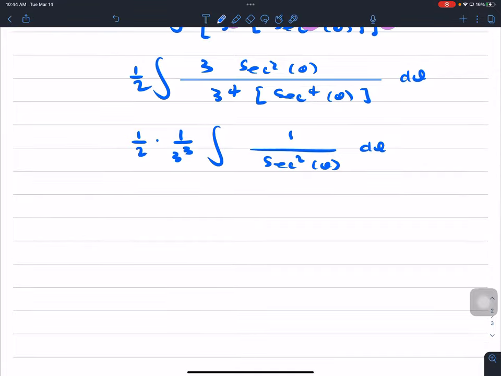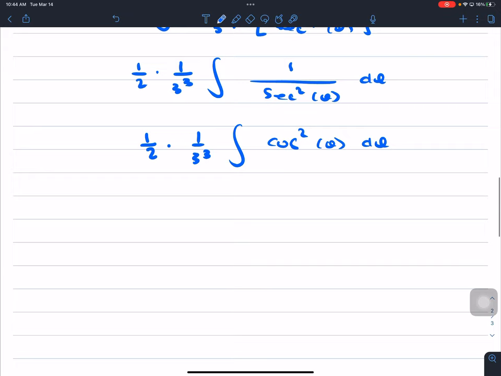Okay, double check. And then what's the reciprocal of secant squared theta? 1 over secant squared theta. What's this reciprocal here? Isn't that cosine squared theta? D theta? Is that true? And so the constant, though, is like 1 over 54. And then you integrate really cosine squared theta.